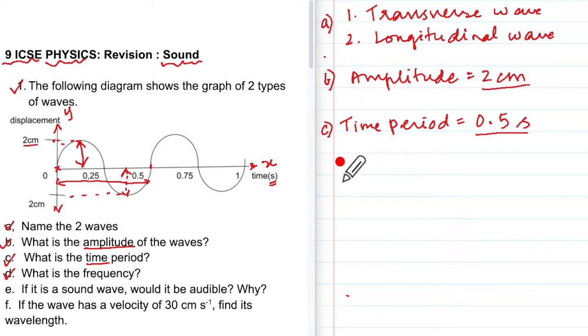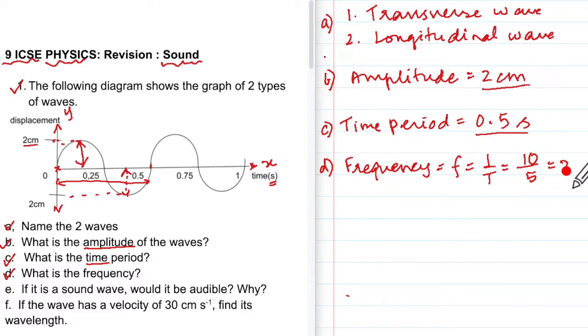What is the frequency? Now our frequency is f, which is equal to 1 upon T. We know this formula, so we substitute. It will be 1 upon 0.5, means it will be 10 upon 5, and that is going to be 2 Hertz. So this is going to be our answer D.